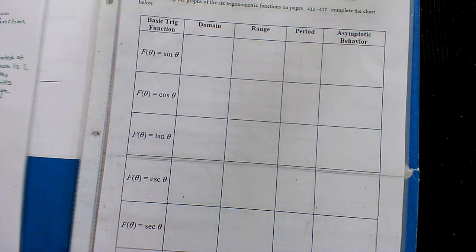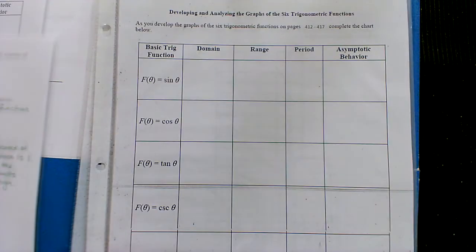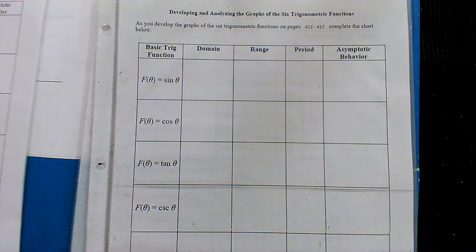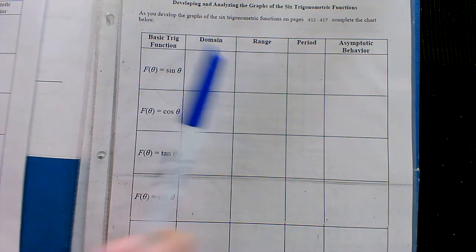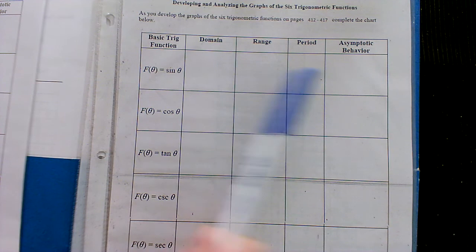Okay, so this is going to be on page 411. Our goal by the end of this section is to eventually fill out this front page where we have all 6 trig functions listed, and we're going to be able to identify the domain, the range, the period, and if we have any asymptotes going on for all 6 of these graphs. So we're going to take our time with this. We'll probably only get through maybe 2 or 3 of them today, and then we'll do the rest of them tomorrow.